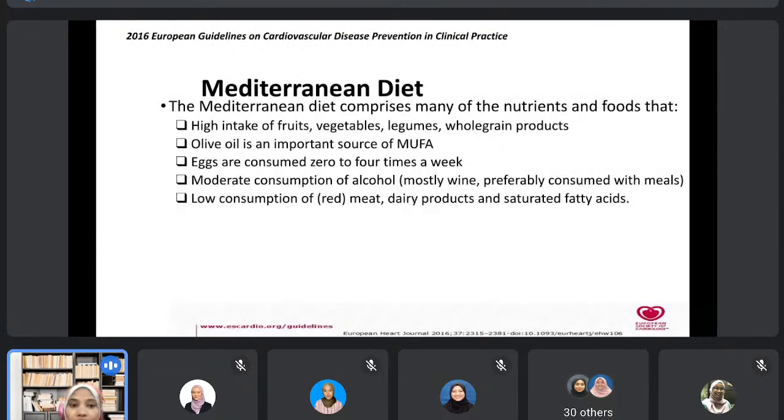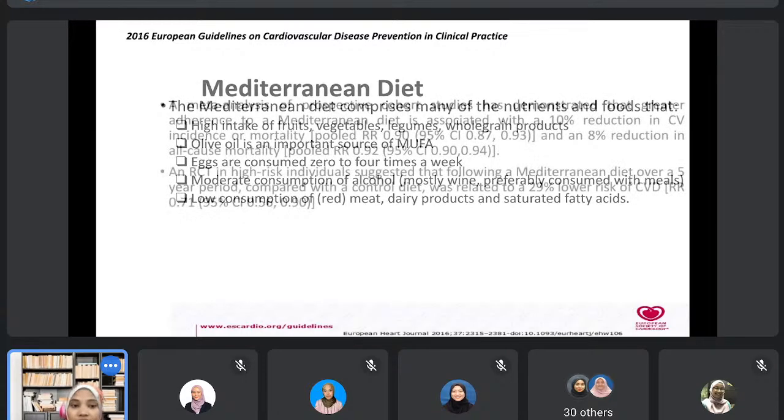Okay, next adalah Mediterranean diet, which comprises many of the nutrients and foods that highlight the high intake of fruits, vegetables, legumes, whole grain products. Olive oil is an important source of MUFA. Eggs are consumed 0 to 4 times a week. Moderate consumption of alcohol, which mostly comes from the wine. And then low consumption of red meat, dairy products, and also saturated fatty acids.